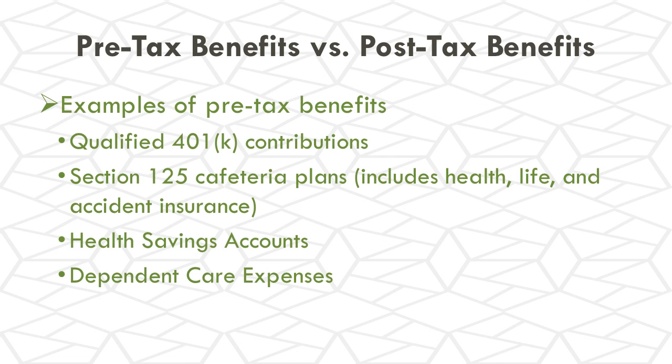Okay, so here are some examples of pre-tax benefits that we might actually see reported on the W-2. Some qualified 401k contributions. 401k is a retirement account. Those could be pre-tax. We have something called a Section 125 cafeteria plan. This is just a mixing of different types of benefits, including health, life, and accident insurance. Those could be pre-tax benefits that are deducted from wages. Contributions to a health savings account can be considered pre-tax benefits, as well as dependent care expenses.